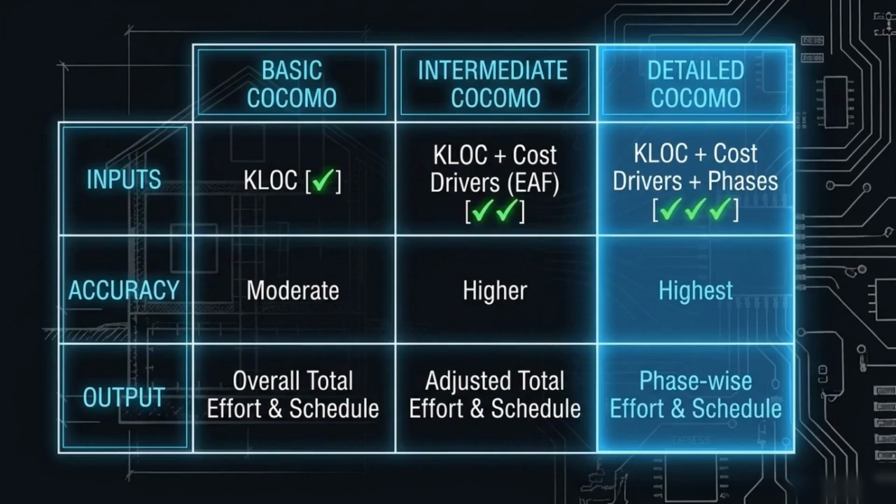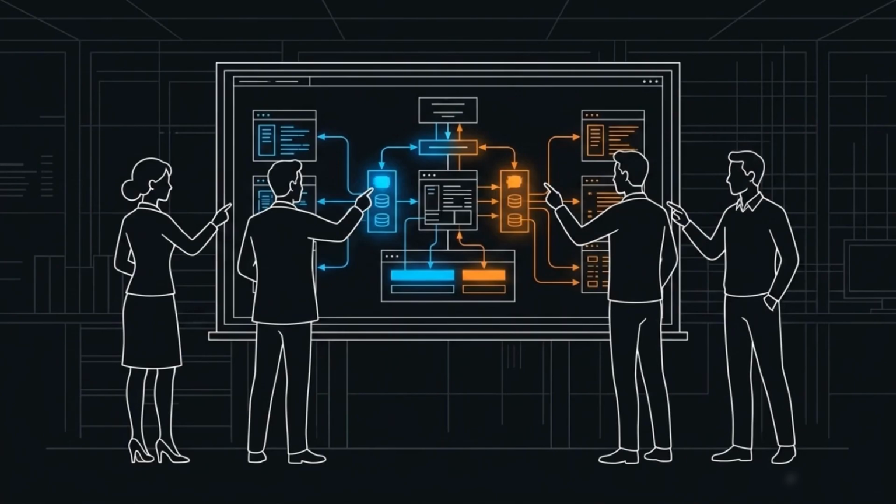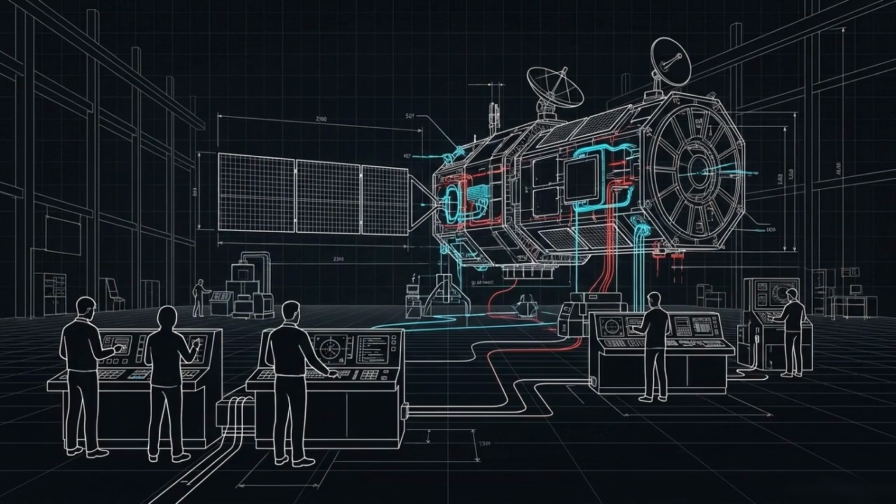This comparison grid brings all three models together to clearly see differences in inputs, accuracy, and outputs. Notice how the detailed model encompasses all variables, lines of code, cost drivers, and lifecycle phases to achieve the highest accuracy with a phase-wise output. Because of this structure, Basic is generally used for small academic projects, while intermediate works perfectly for medium-sized commercial builds, and the detailed model is explicitly used for large industrial projects.